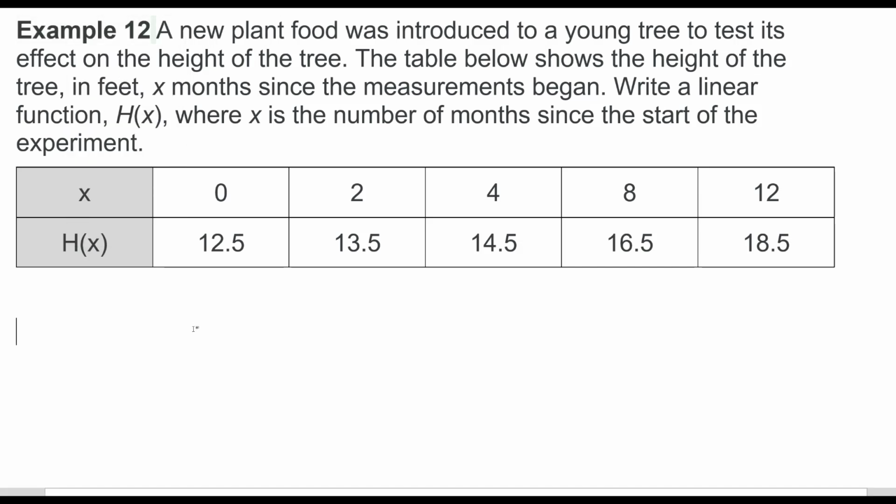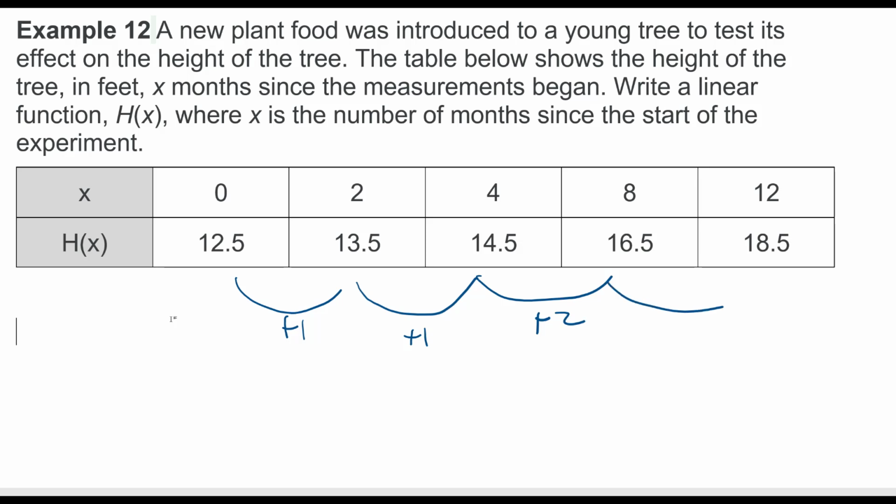There. A new plant food was introduced to a young tree to test its effect on the height of a tree. The table below shows the height of the tree in feet, x months since the measurements began. Write a linear function h of x where x is the number of months since the start of the experiment. So it looks like we went up by 1 inch, then we went up by 1 inch, so +1, +1. Then it goes up by +2 inches, and then +2 inches. But it's probably most beneficial to look at the overall change.